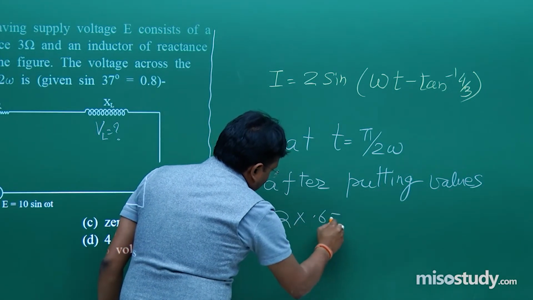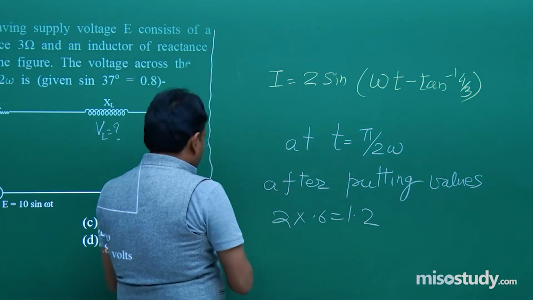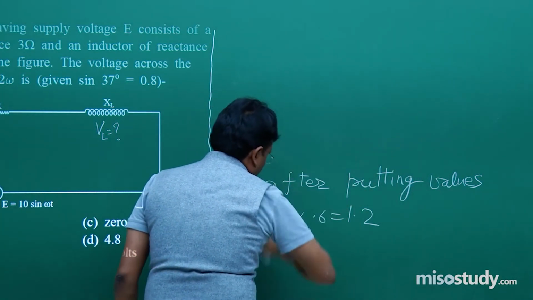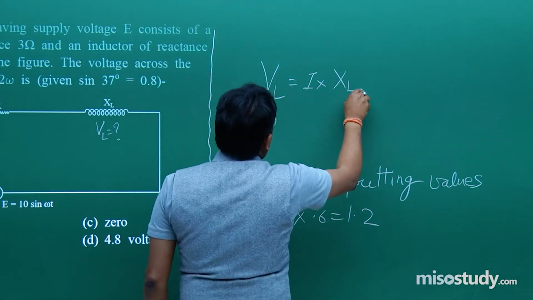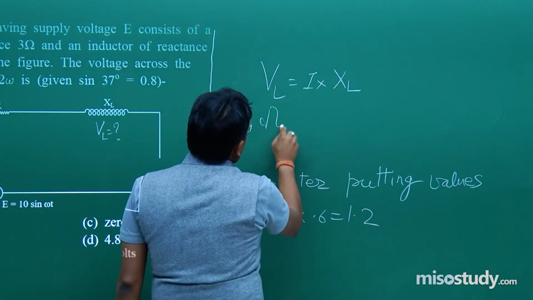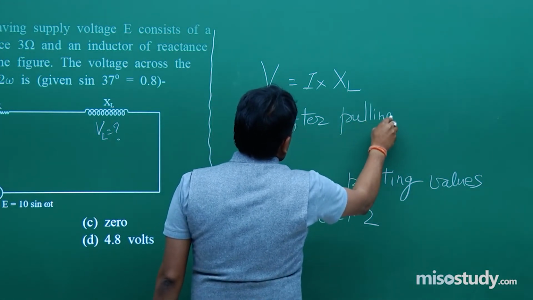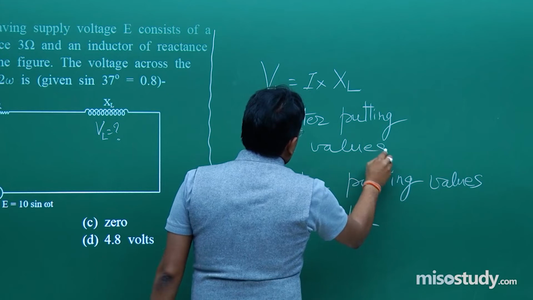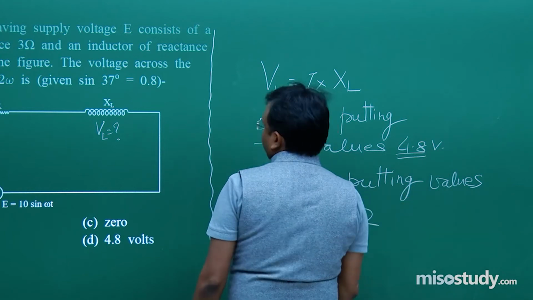2 into 0.6 is equal to 1.2. Now our target is to find out that VL is equal to I into XL, fine. So put the values here and you will get 4.8 volt. After putting the values, 4.8 volt, that is your answer, fine.